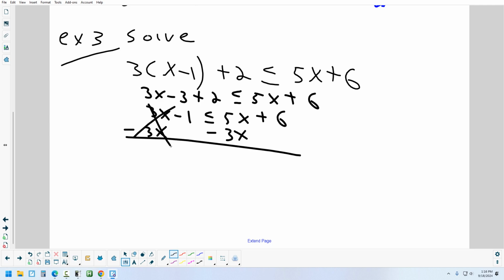That's gone. Now, since I subtracted and put all the x's on the right, let's put all the numbers that aren't x's on the left. So how could I move the 6 over to the left side? You can subtract 6. Yep. Subtract 6, and that's gone. We get negative 7 is less than or equal to 2x.